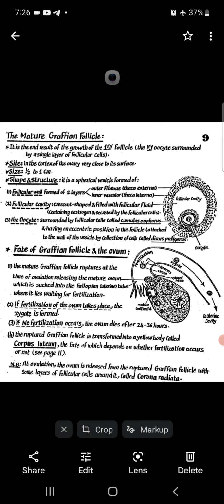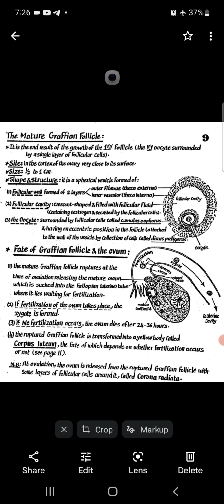Look at diagram on the left side. It is spherical vesicle with central follicular cavity, and in eccentric position, meaning other than center, there is an oocyte also present. It is formed of follicular wall and follicular cavity. The follicular wall formed of two layers. The outer layer is the fibrous layer which is known as theca externa, and inner is the vascular layer which is known as theca interna. And the follicular cavity is a crescent shape and filled with a follicular fluid containing estrogen and secreted by follicular cell.